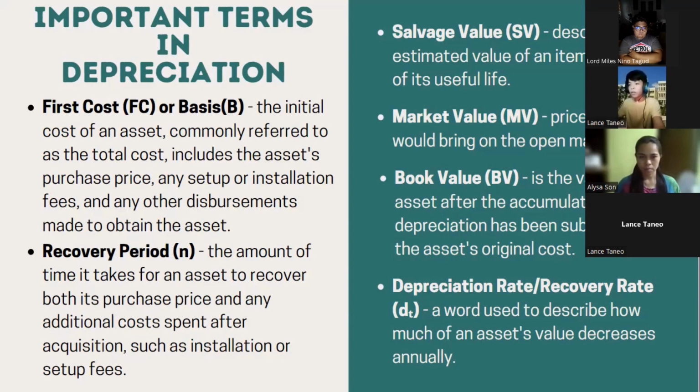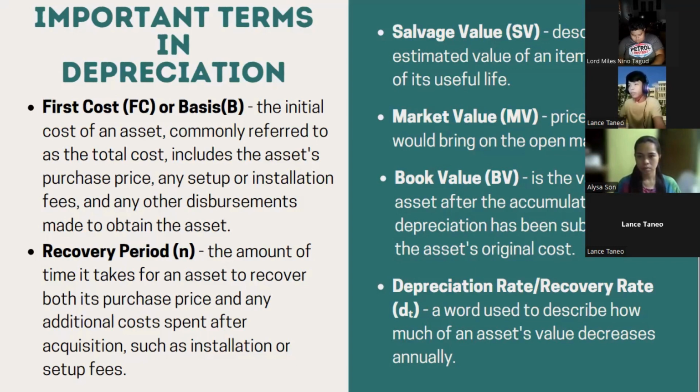The second one will be the recovery period, or N. It is the amount of time it takes for an asset to recover both its purchase price and any additional cost spent after acquisition, such as installation or setup fees. The following one will be the salvage value, or SV. It describes the estimated value of an item at the end of its useful life.